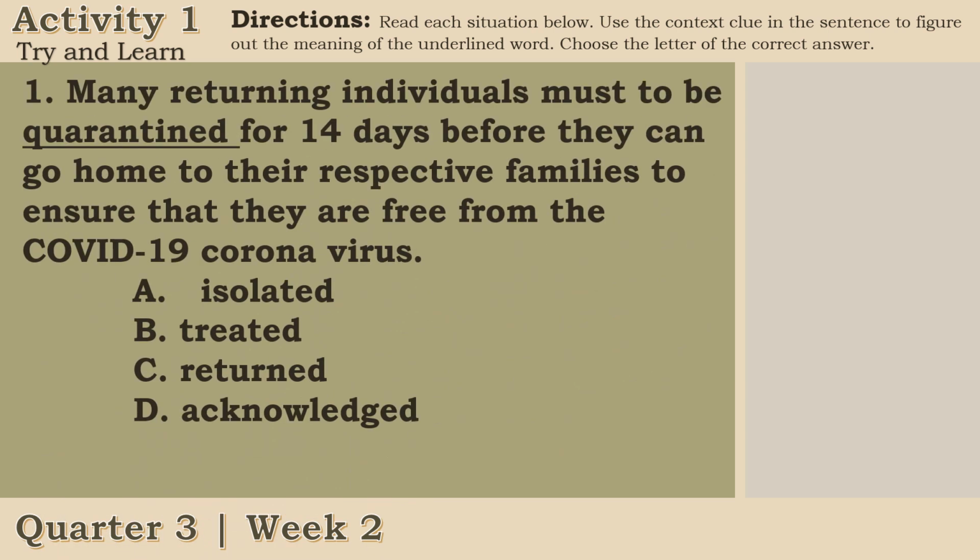Number 1. Many returning individuals must be quarantined for 14 days before they can go home to their respective families to ensure that they are free from COVID-19 coronavirus. The underlined word is quarantined. What does it mean? A. Isolated. B. Treated. C. Returned. D. Acknowledged. What's the answer? Okay, letter A. Isolated.